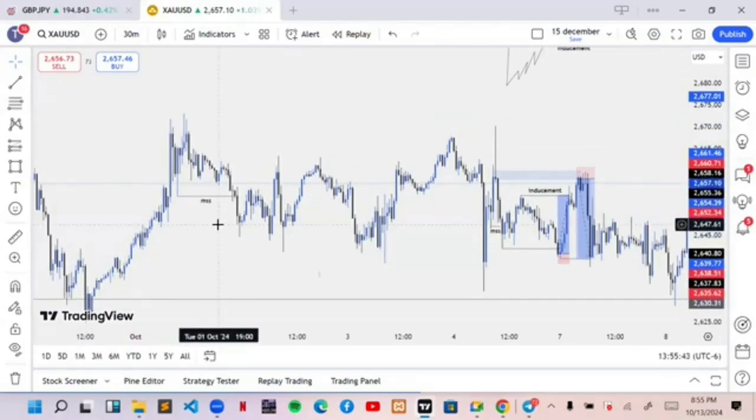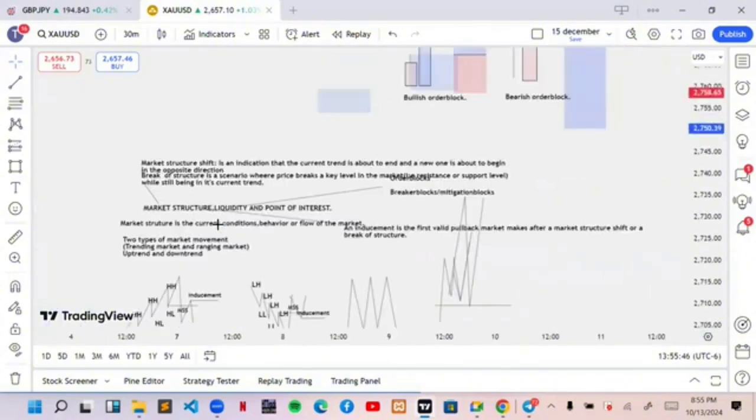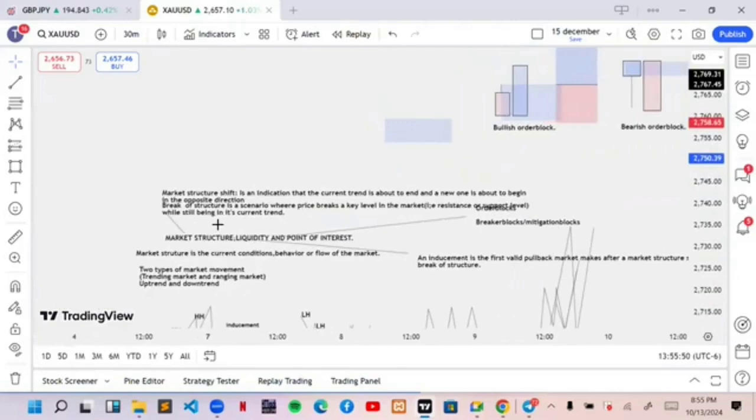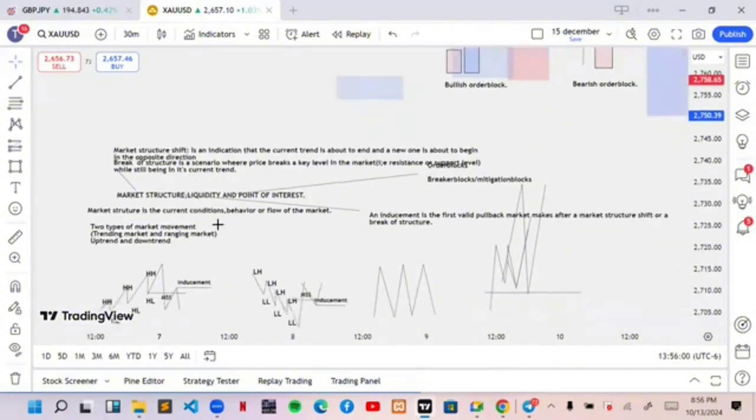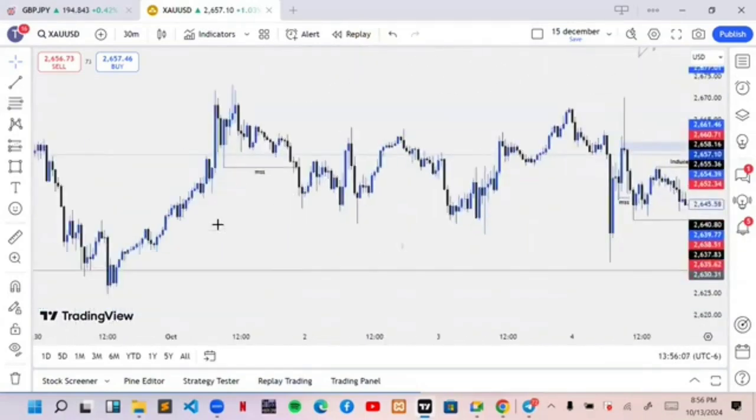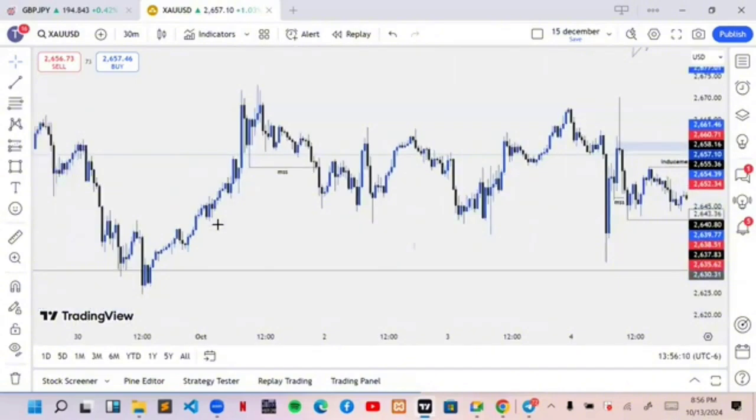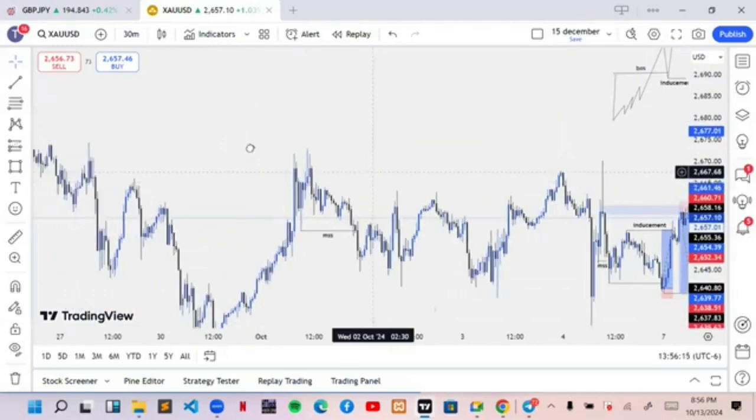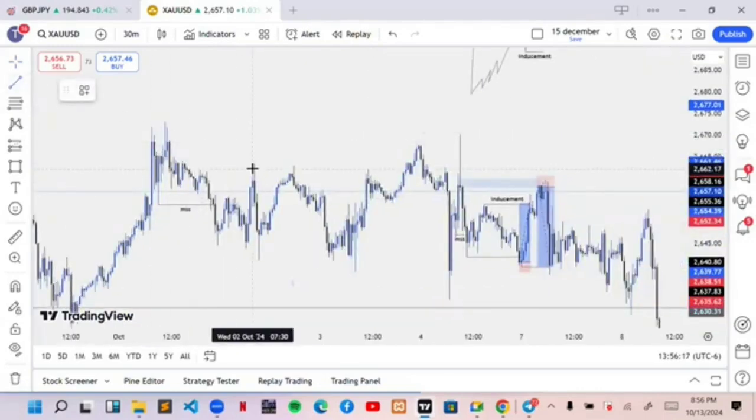After I've gotten my structure part of it, what is next I look out for? Remember I said market structure, then liquidity. After I've gotten my market structure, what I look out for next is my liquidity. What do I say is my liquidity? Inducement. Now, what is my inducement? The first valid pullback that the market makes after a market structure shift. So we have gotten the market structure shift, meaning that the next thing we'll look out for is our inducement. The first valid pullback that the market makes after that shift is here.